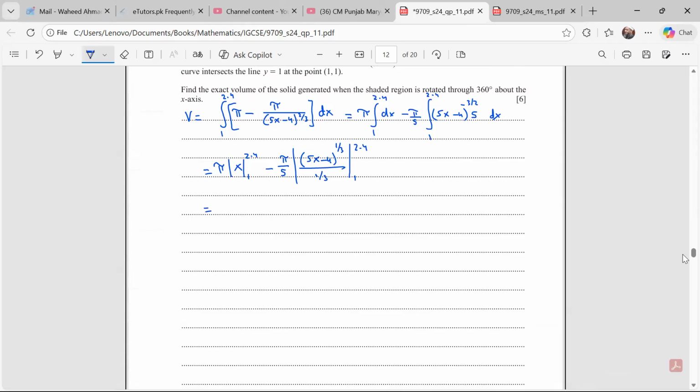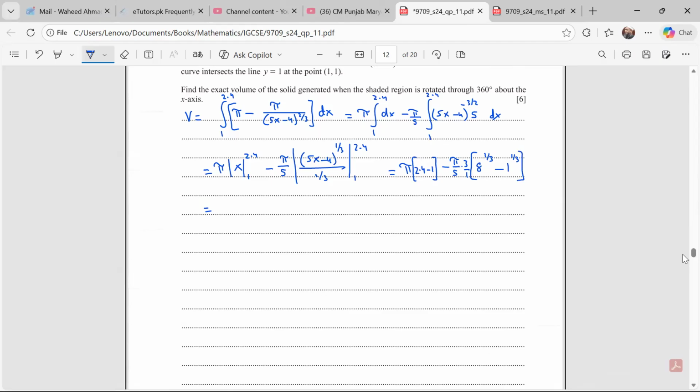No problem. So let me do it here. Pi, and when I put the upper limit, it's 2.4 minus 1. And here I have pi by 5, and this 1/3 will make 3 by 1 here. When I put the upper limit, 2.4 times 5 minus 4 becomes 8, so 8 to the power 1/3, minus, when I put the lower limit, 5 times 1 is 5, minus 4 is 1, 1 to the power 1/3.